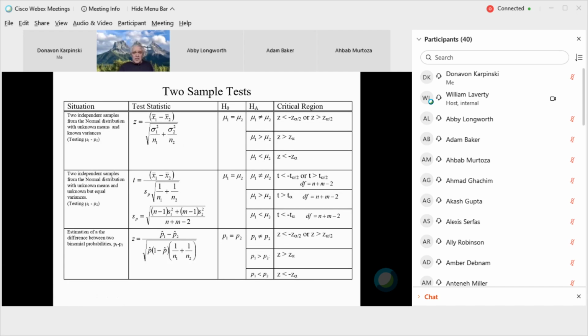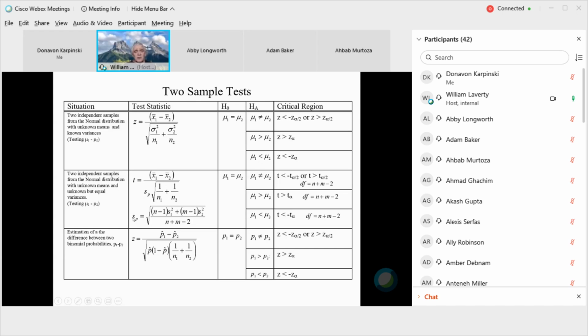Here are the two sample tests where you have two populations and you're comparing the parameters of the two populations. The first two are for comparing the means. This is when the variances are known, or the sample sizes are large enough that you can estimate them accurately with the sample variances. This is the t-test when the variances are unknown, but we also make the assumption that they're equal.